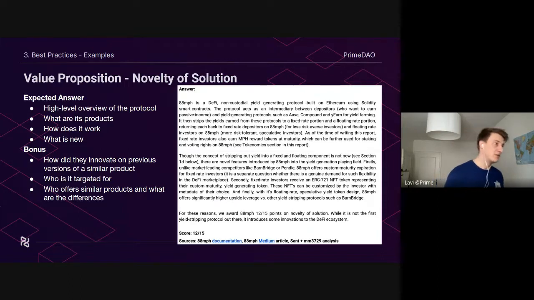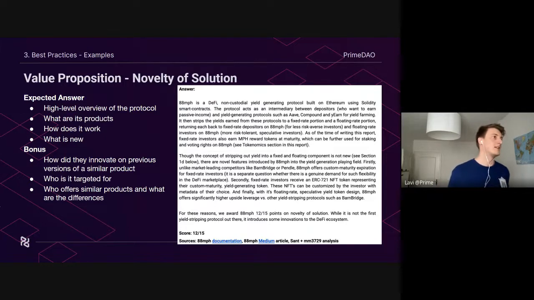And as a bonus, on top of the base information here, they also compared it to similar products and mentioned how they have innovated on other products, who it is targeted for, like you just heard at the beginning, and who offers similar products, but what are the differences here? So going back into that, what is innovative, what is the new aspect? Again, this really is the heart of this question. And I think they did a really good job here at pointing out what this is.